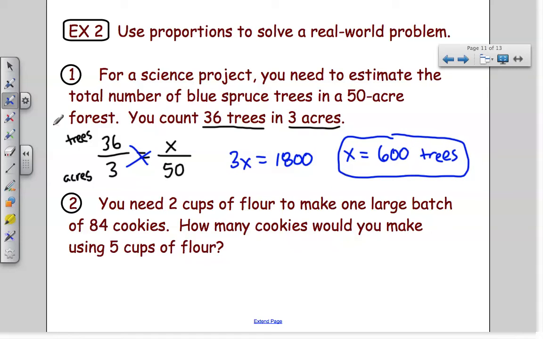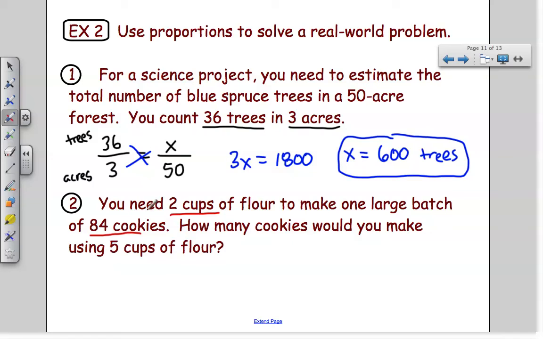Let's try another example below. Looks like we're baking here. You need 2 cups of flour to make 1 large batch of 84 cookies. How many cookies would you make using 5 cups of flour? Alright, here's what I know. I need 2 cups to make 1 large batch of 84 cookies. That goes together, right? 2 cups makes 84 cookies. How many cookies would you make using 5 cups of flour?